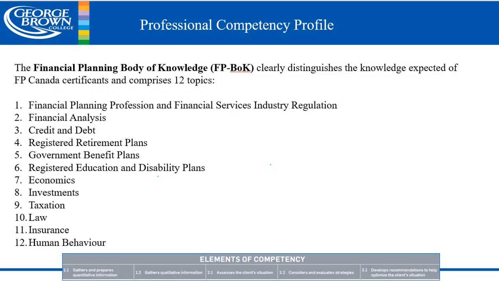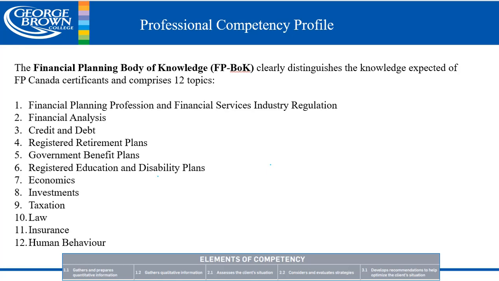In Canada, in addition to the 6 financial planning competency areas, there's also 12 topic areas, which is considered to be the financial planning body of knowledge, the FP-BOK, financial planning body of knowledge, 12 topics. Number 1, financial planning profession and financial services industry regulation, so basically regulations. Number 2, financial analysis. Number 3, credit and debt. Number 4, registered retirement plans. Number 5, government benefit plans. Number 6, registered education and disability plans. Number 7, economics. Number 8, investments. Number 9, taxation. Number 10, law. Number 11, insurance. And number 12, human behavior.